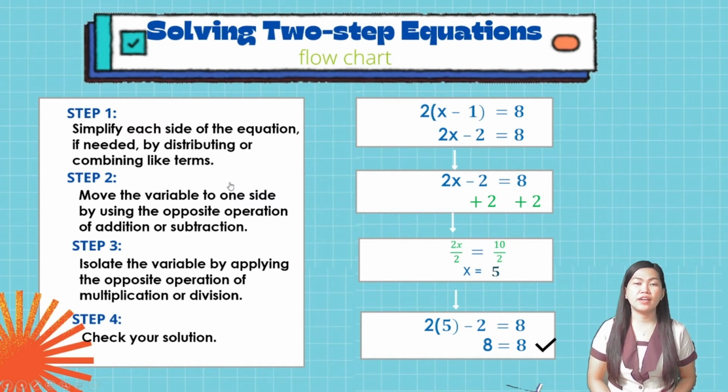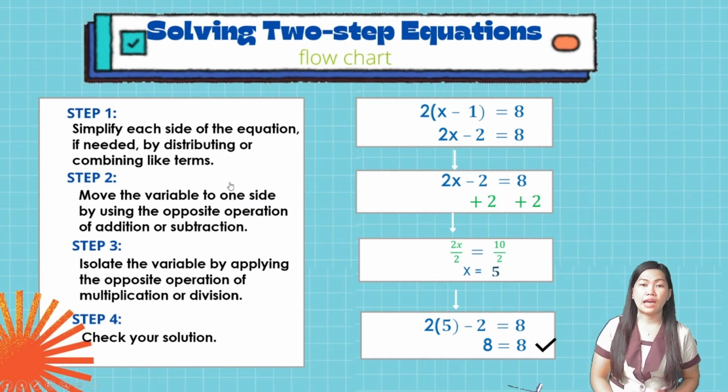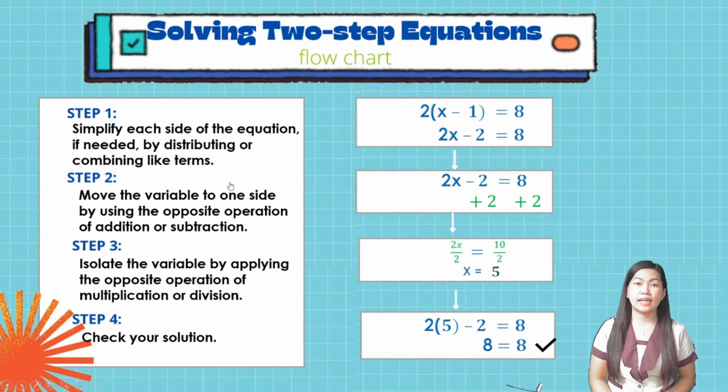Next step, move the variable to one side by using the opposite operation of addition or subtraction. Since we have 2x minus 2 is equal to 8, and the inverse operation of subtraction is addition, we will add 2 to both sides of the equation. And this leads us to step number 3: isolate the variable by applying the opposite operation of multiplication or division. Earlier we added 2 to both sides. Now we will divide both sides by 2 so that we can isolate x. 2x divided by 2 is equal to 10 divided by 2, or the answer is x is equal to 5.